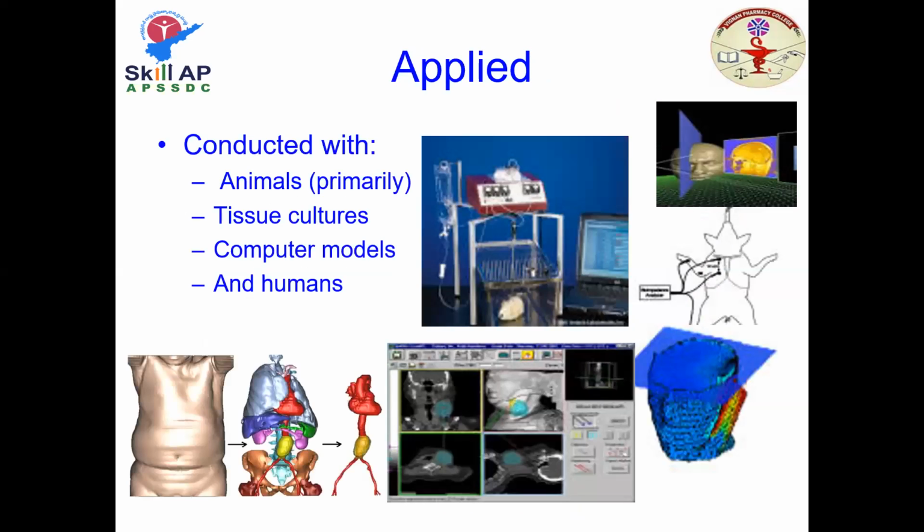So applied research is being conducted based on the basic information. It will be done mainly in animals first, because before going to humans, because of safety concerns and ethical issues, we first do it on animals, tissue cultures, computer models, and the last humans.